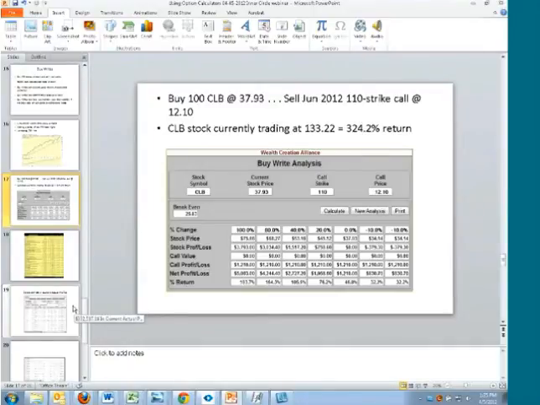Actually, Core Lab stock now is trading around 133. So we actually have a 324% return for this buy right trade as of yesterday's price.